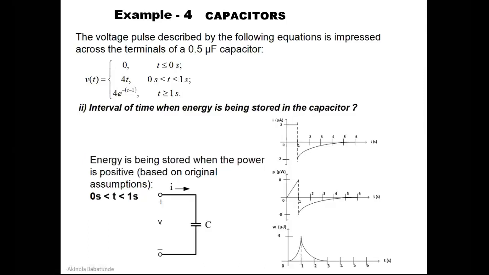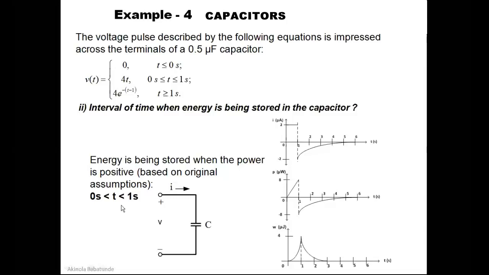Okay, for the first voltage function, if you look here, we cannot have an interval of time when energy is stored. So for v equal to 0, there is no energy stored, because the time interval we have here is less than 0. It is negative, so energy cannot be stored. So we're going to have energy stored starting from t greater than 0, less than 1.